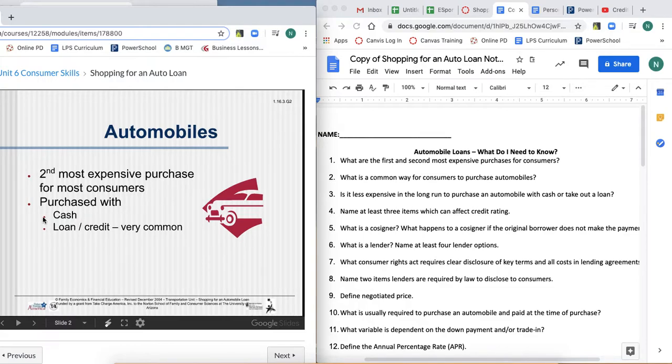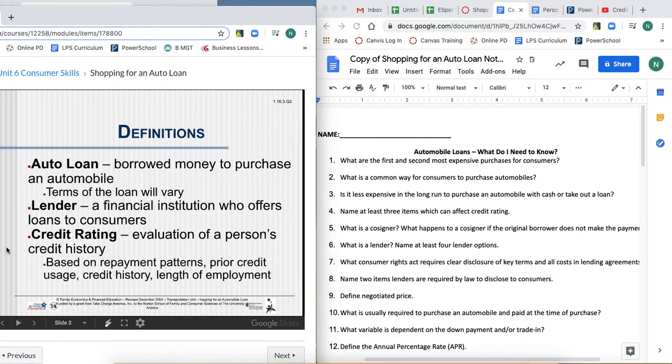There are two main ways that people purchase a car. You can either pay cash if you have the full amount for the automobile, or you can get a loan. And the loan or a line of credit for a car is probably the most common, typically because people don't usually have several thousands of dollars of cash laying around that they don't need for something else. So getting a loan prevents them from having to take that much out of either a savings account or a checking account.